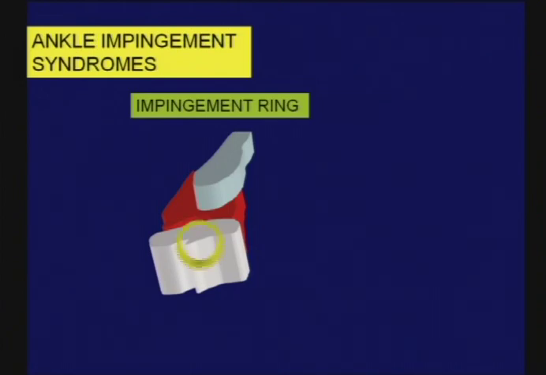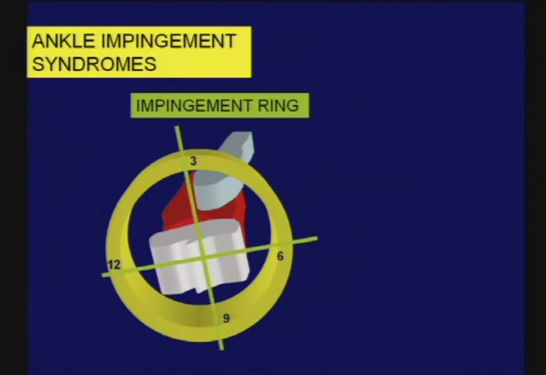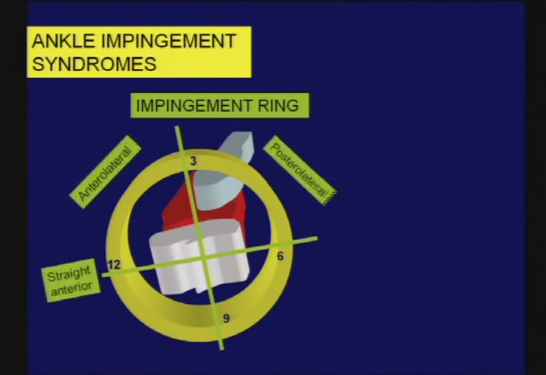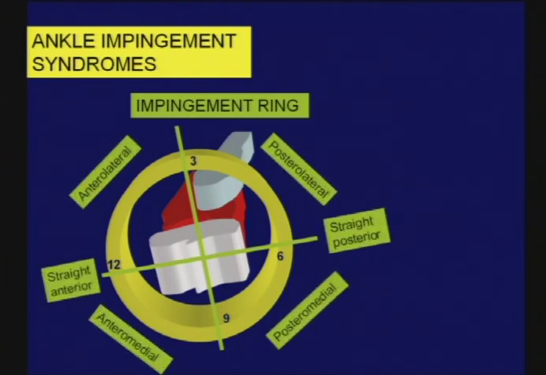So a number of years ago, I said, well, maybe this is the way we should think about it, that we can draw a ring around the ankle joint and number the hours of that ring in any way that you would like, but we would have, in this case, anterior 12, posterior 6, lateral 3, and medial 9. And if we do that, we can see the various quadrants around the ankle joint, and I suspect that impingement can occur anywhere around the ankle joint.